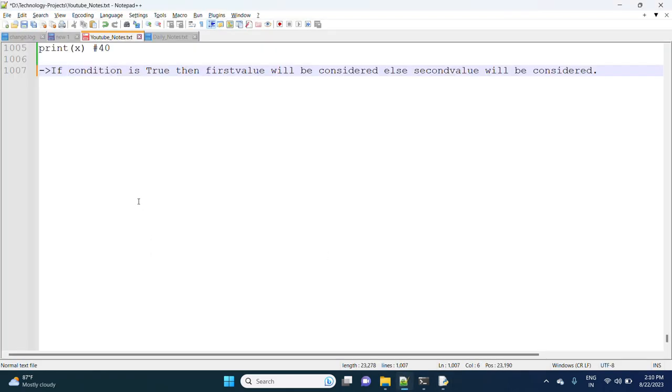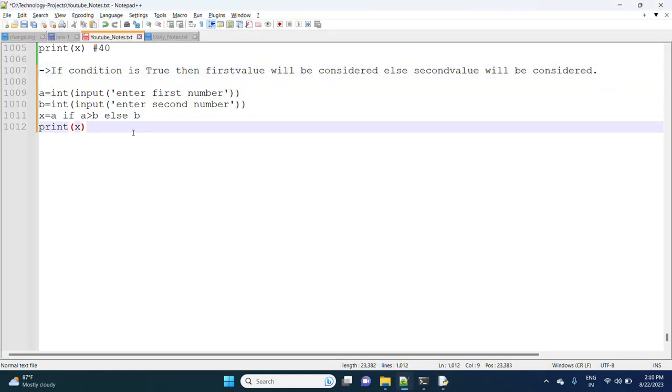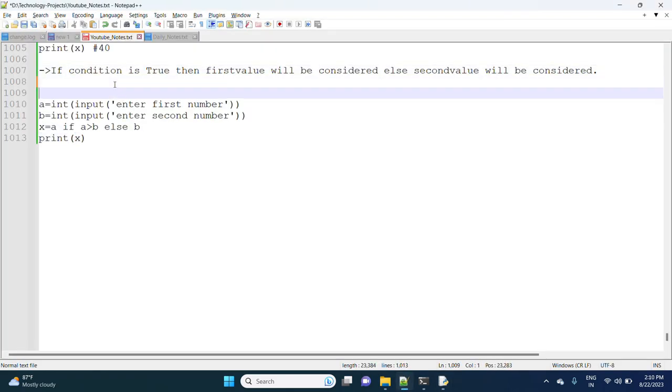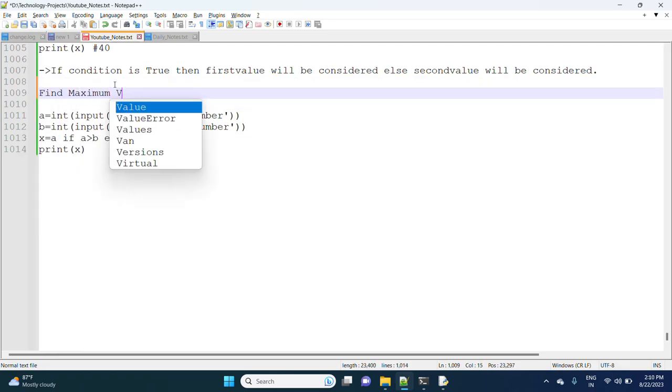Finding the maximum value. Clear, right? Read two numbers from the keyboard and print the maximum value.